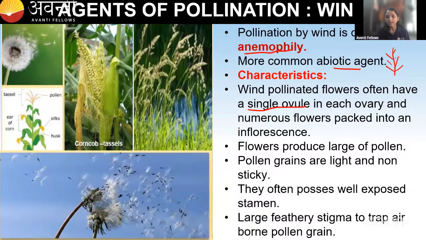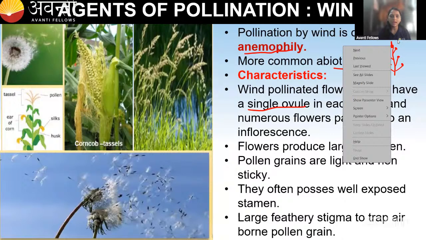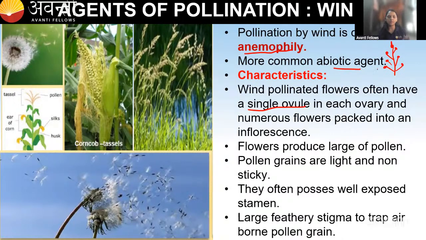Here you can see it should be arranged in an inflorescence. More flowers are arranged together; you can see so many flowers here, and that is called an inflorescence. It is in a bunch, but each single flower should contain a single ovule. Remember, a single flower should contain a single ovule in wind pollination, and numerous flowers are packed in the inflorescence. And the flowers produce a large number of pollen grains.